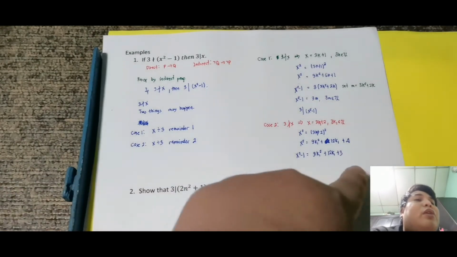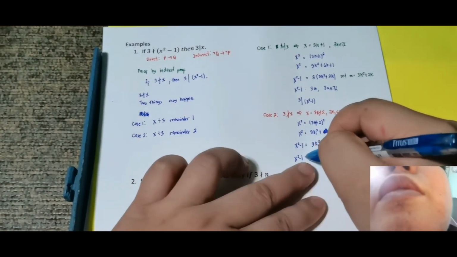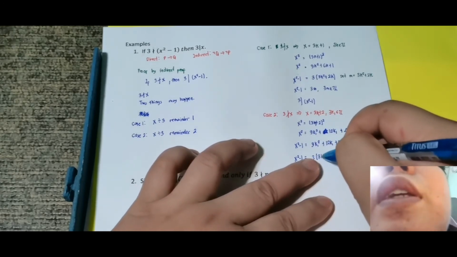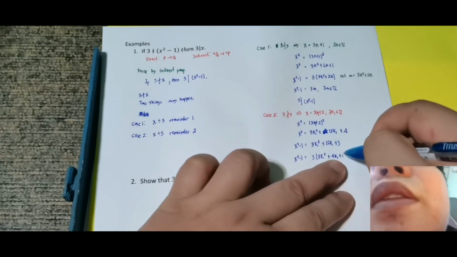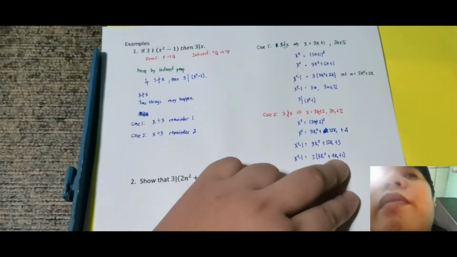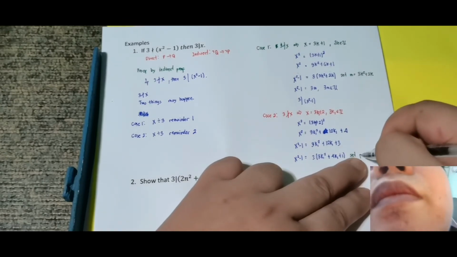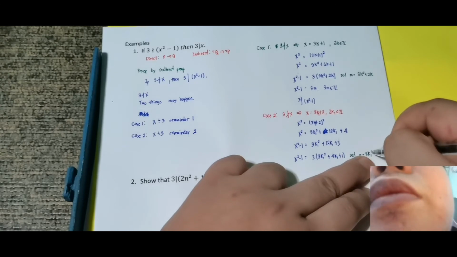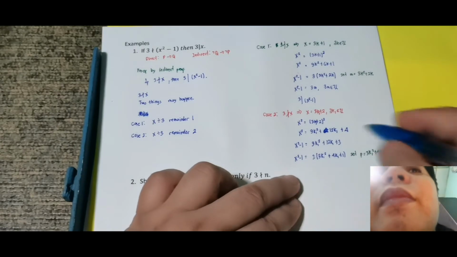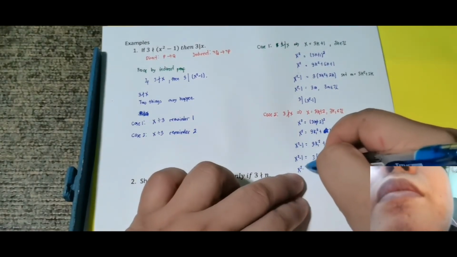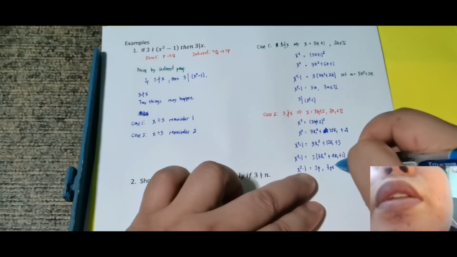Okay, next. Note na pwede ko i-factor out yung 3 dyan. So obvious naman na yun. So this is x squared minus 1, which is equal sa 3 times (3k sub 1 squared plus 4k sub 1 plus 1). Okay, so set lang natin ulit, kunyari p is equal to 3k sub 1 squared plus 4k sub 1 plus 1. So we have x squared minus 1 is equal to 3p, for some p, element of integers.